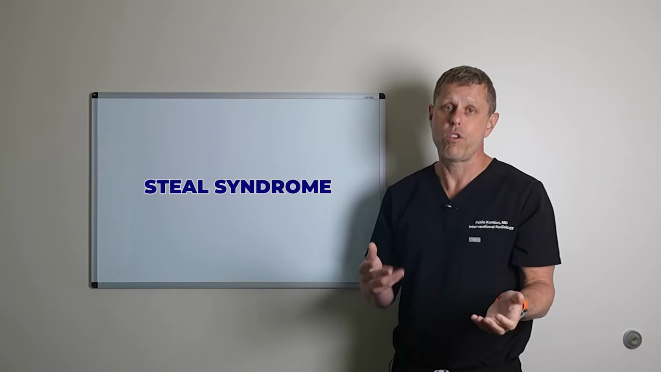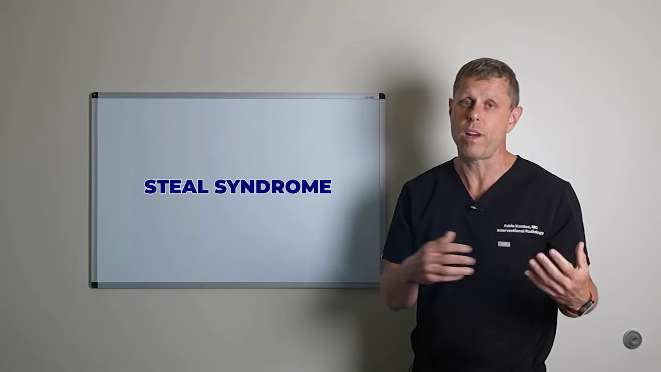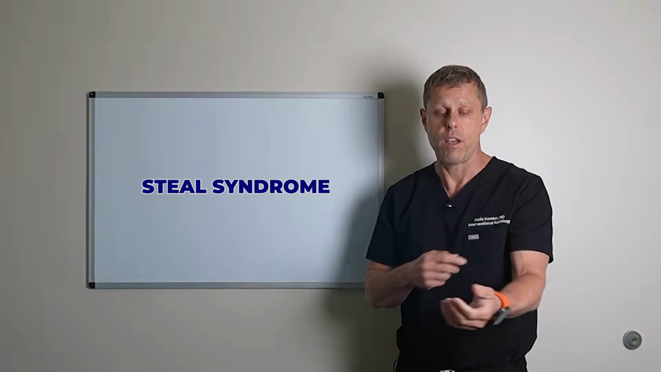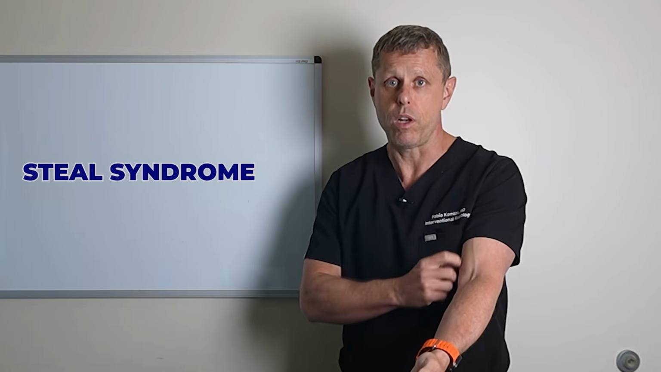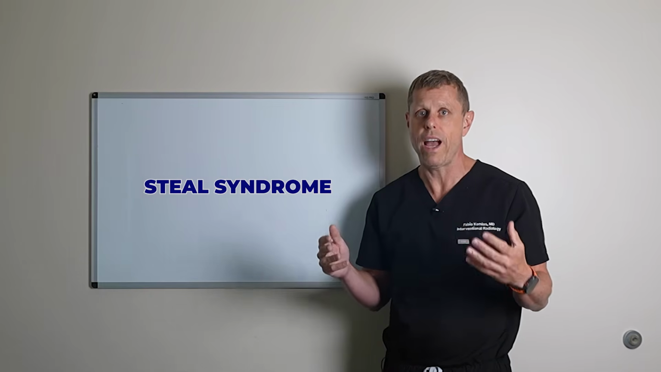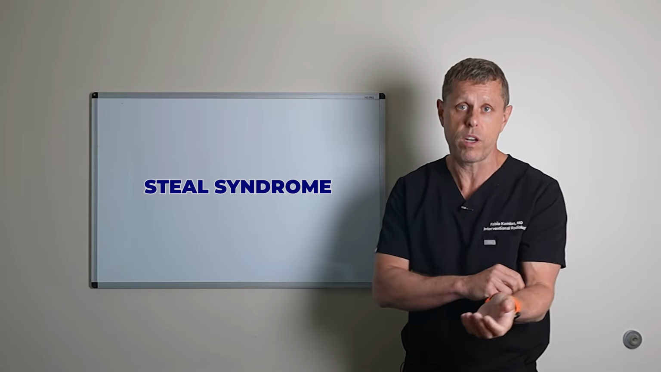Another way that you can treat that, especially in cases that patients already have a graft, is to increase the length of the graft, making a straight graft, for example, into a looped graft. And that increases the resistance throughout the graft and makes it easier for the blood flow to go down the hand.